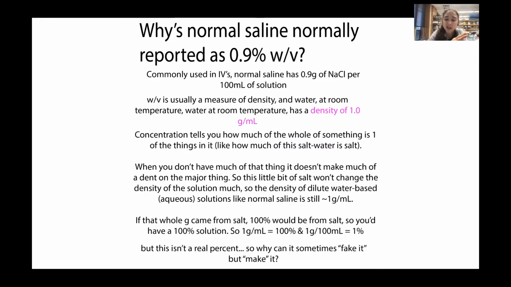So we can say that the density of water-based aqueous solutions like normal saline is still about a gram per milliliter. If that whole gram in a milliliter came from salt, it would be a 100% solution. But a gram per 100 milliliters is a 1% solution. So weight volume percent is not a real concentration. It's not a real percent, but it sometimes works out. So let's look at why this is for this normal saline.